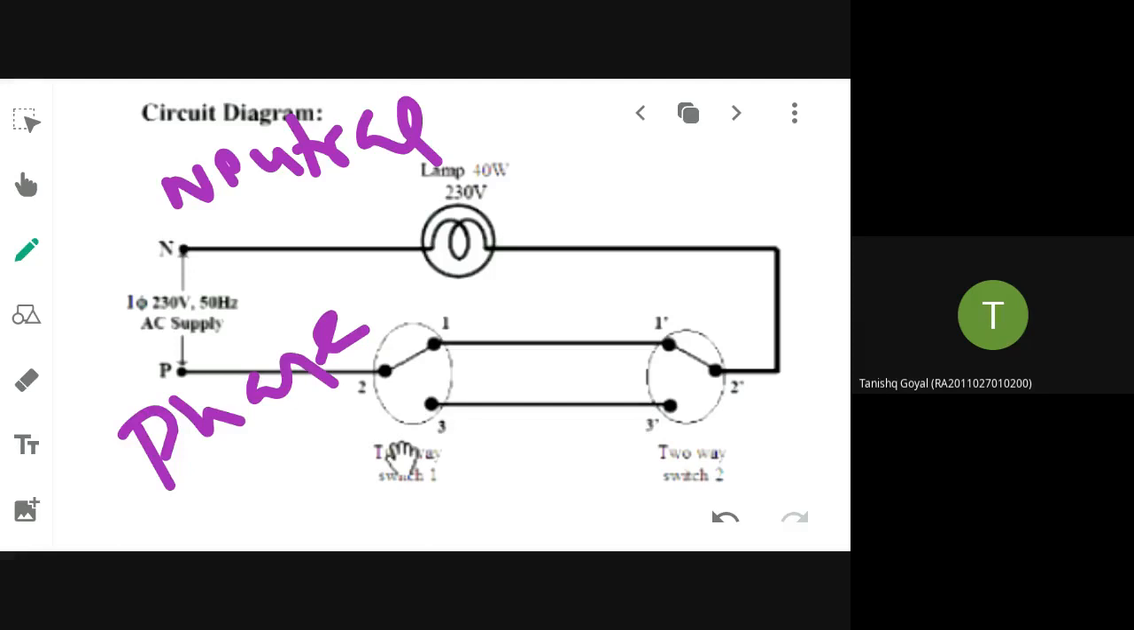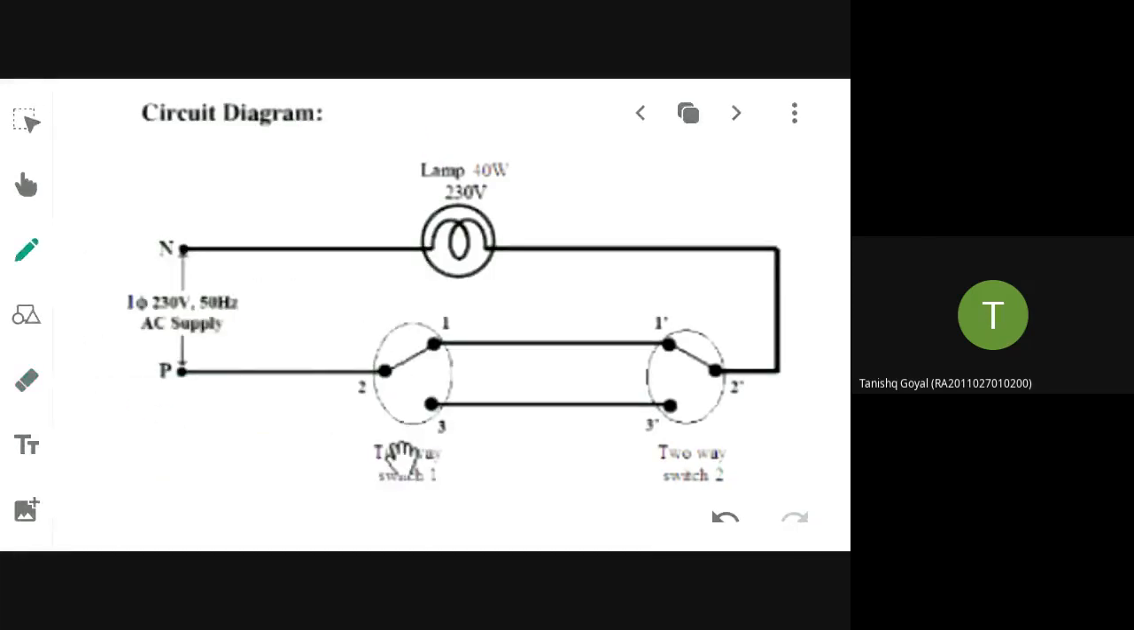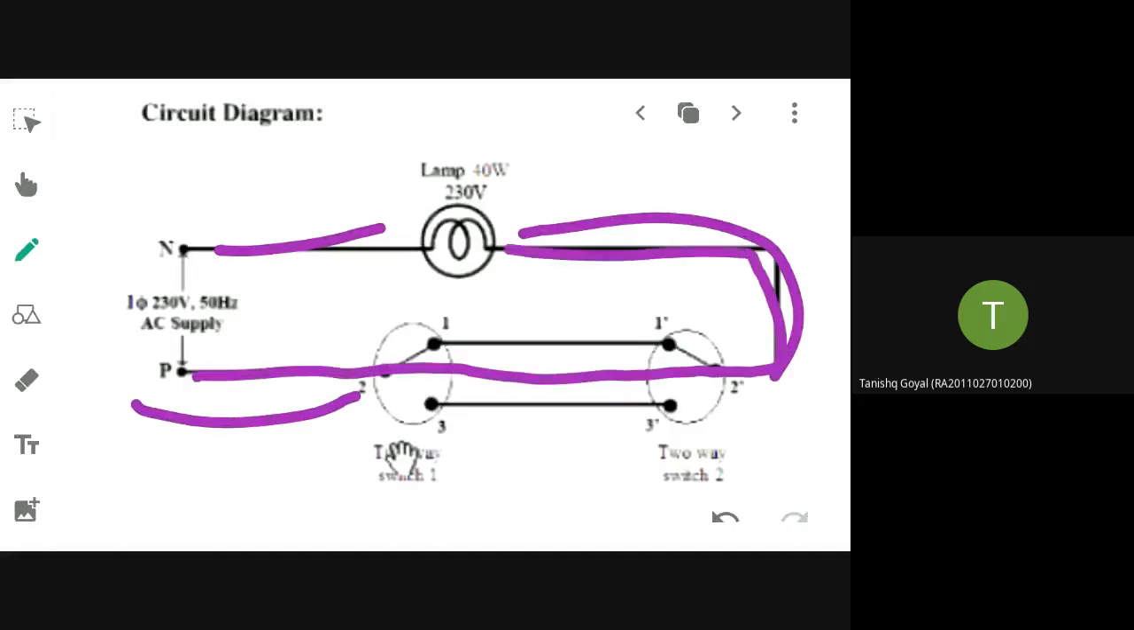Now, how to give connection? Tell me. The phase is connected to the second terminal of the two-way switch, and the other switch will be connected at 1 dash, and neutral is connected to one end of the lamp. This switch is connected to the other end of the lamp. If you close this circuit, then only the lamp will glow because current will flow.